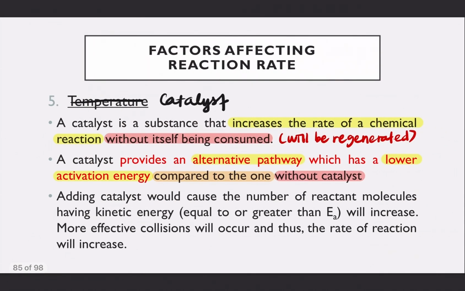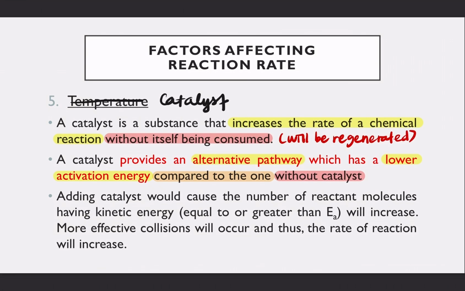Next factor is catalyst. I think you know that it is a substance that increases the rate of a chemical reaction without itself being consumed. So basically, if you have a catalyst, your catalyst will not be used up, or if it is used, it will be regenerated. So it does not change. The catalyst provides an alternative pathway which has a lower activation energy, lower EA, compared to the one without catalyst.